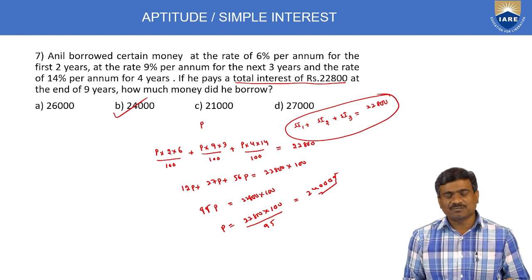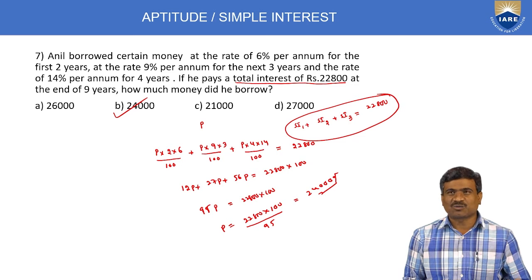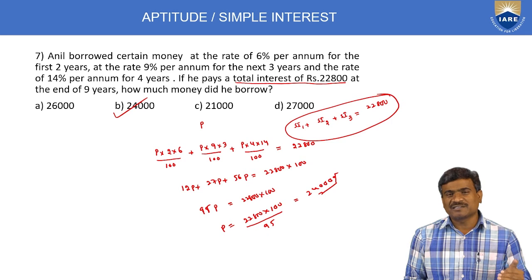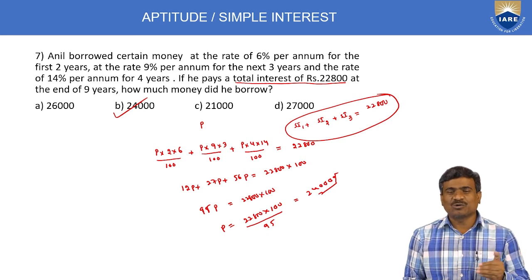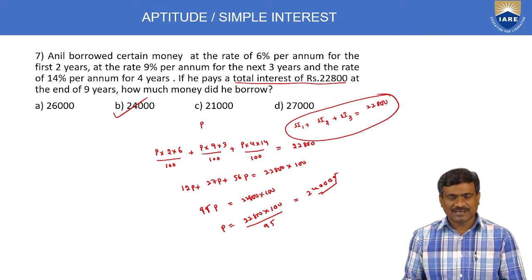In all the cases the principal amount is constant. Here P1 is equal to P, P2 is equal to P, P3 is equal to P. In that equation, there is one unknown, find out the principal amount. That is the only answer to the given problem. The answer is 24,000. Option B only is correct. This is about the 7th example solution. Next, 8th example.